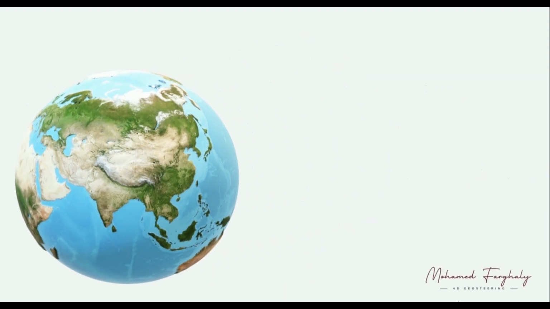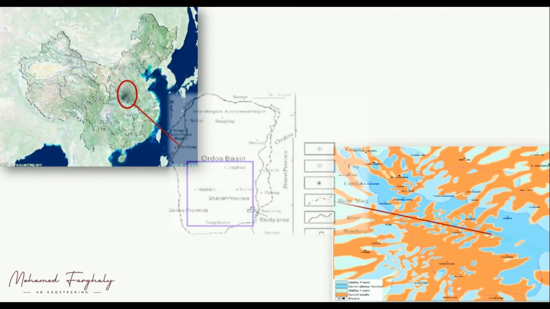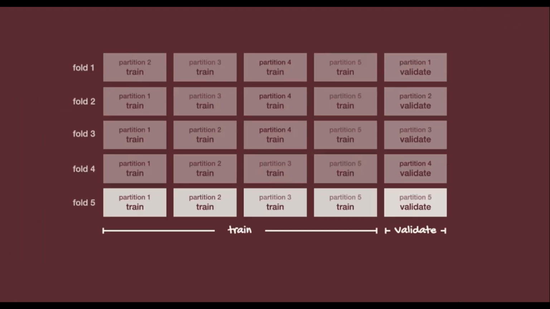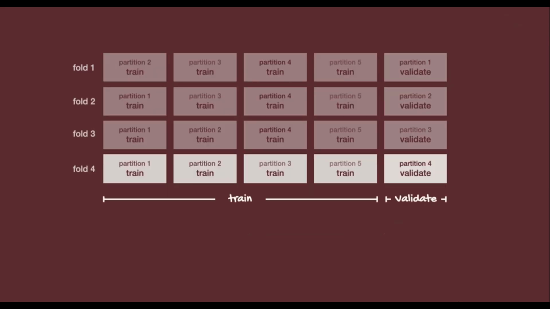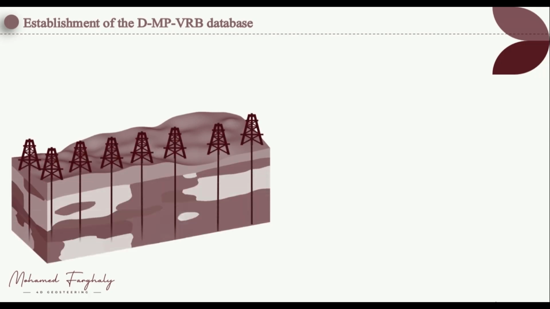Our case study was applied to a sandstone reservoir located in China in the Changqing oil field. This field is located in the Ordos Basin. The study employs the tenfold cross-validation method to optimize the objective function and determine the best parameter values to ensure robustness and accuracy, beginning with establishment of the DMP-VRB database. 8 wells logging data are utilized to delineate the DMP-VRB within the sandstone reservoir.